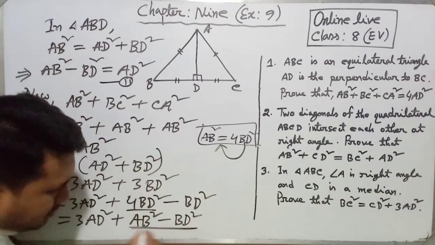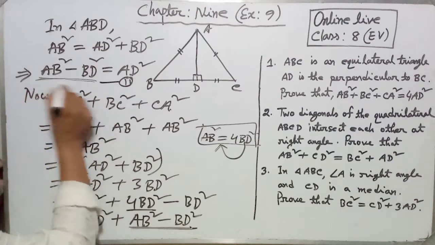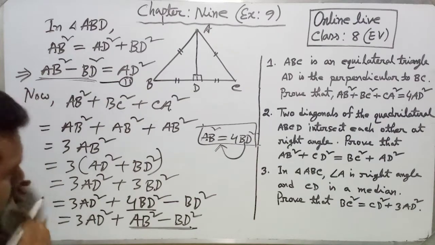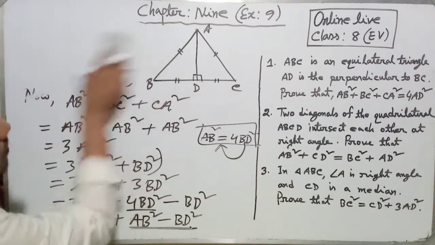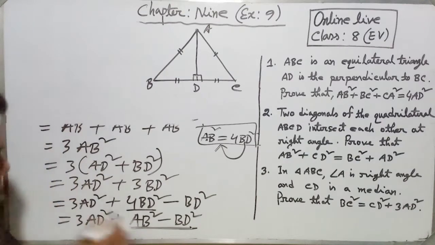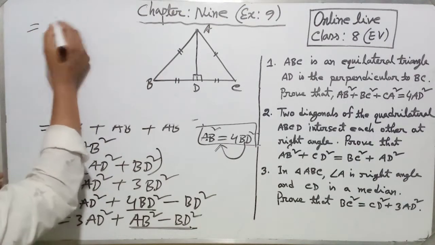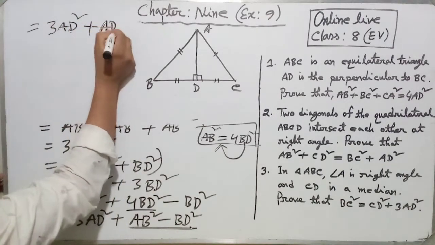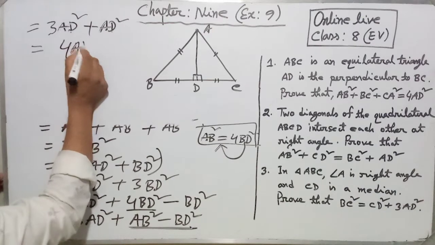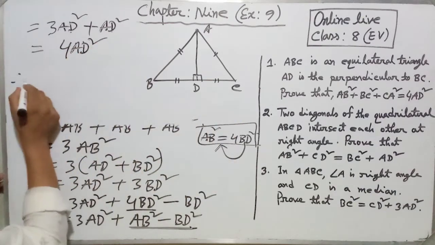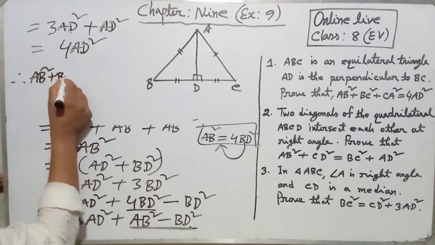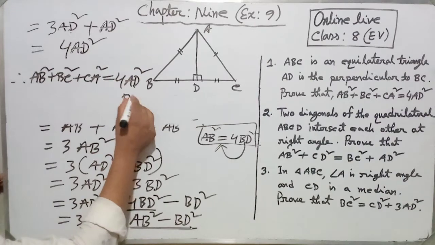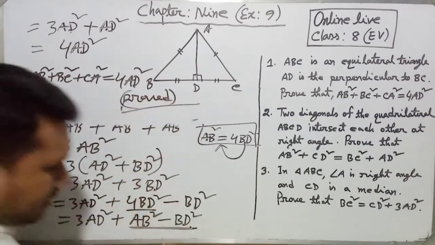Now dear student, look, AB square minus BD square. This one, AB square minus BD square. Now for replacing it, we can write AD square. So now we will write 3AD square. For this one we can write AD square. That means 4AD square. So dear students, therefore you can say, therefore AB square plus BC square plus CA square equal 4AD square. So proved. So we can say this is proved.